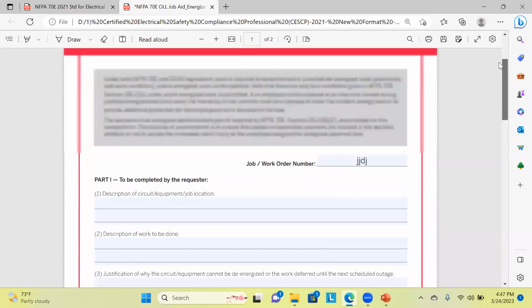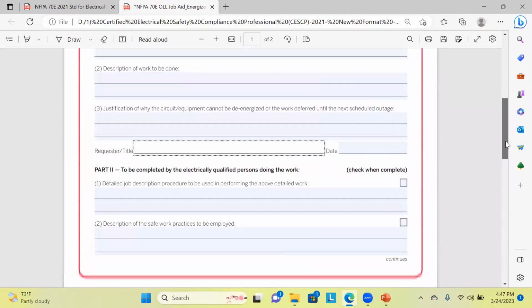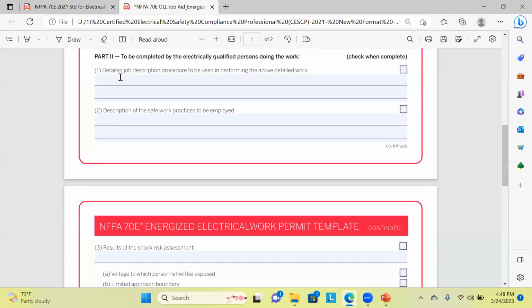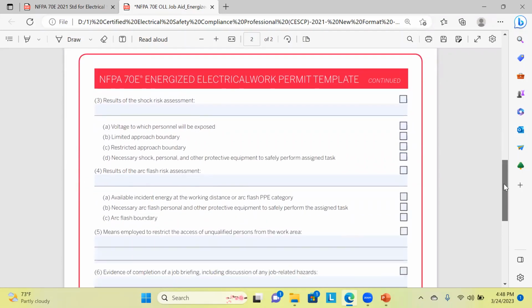So if we look into the energized electric work permit, first we have the description of the circuit, description of the work to be done, and justification of why the circuit cannot be de-energized or the work deferred until the next outage cycle. So it is filled. Then the qualified person will also write the description of the procedure in technical terms, or in terms suitable to him, including the work practices he will apply in order to perform that particular task.